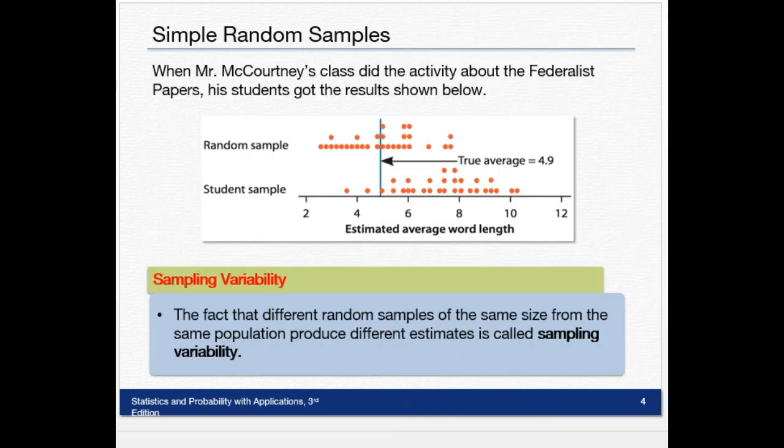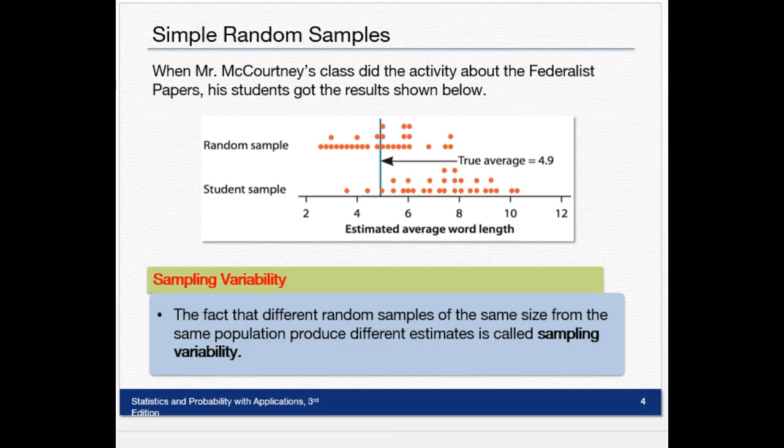When Mr. McCourtney's class did the activity about the Federalist Papers, his students got results as shown below. When we did the random sample, like we did in class, the averages were lower, right? But we know the true average word length is 4.9. So where does that line up? Which one was better? Well, the random sample was better. It was more in the center of this one. The student sample, without any randomization, was not even close to the center of the distribution.